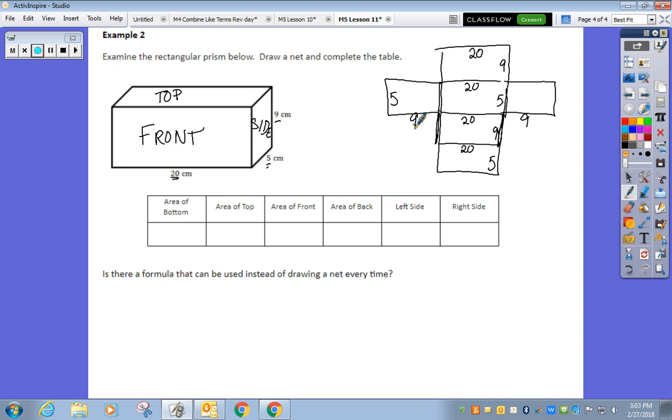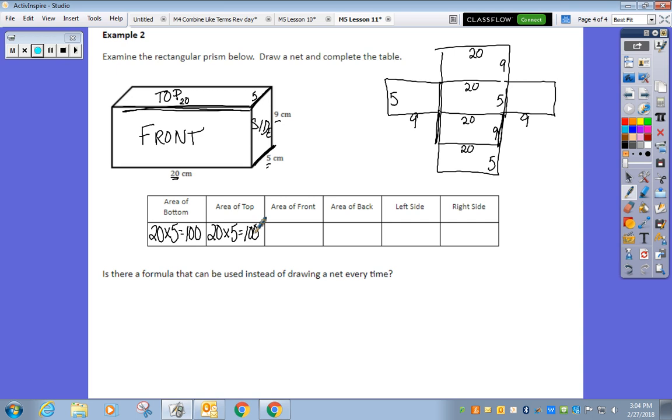Okay, so our bottom and our top are going to be the same. So if we use our top, this is going to be the same length as this, which is 20. This is going to be the same length as this, which would be 5. So it's a 20 by 5 rectangle, or 100 for each of those.